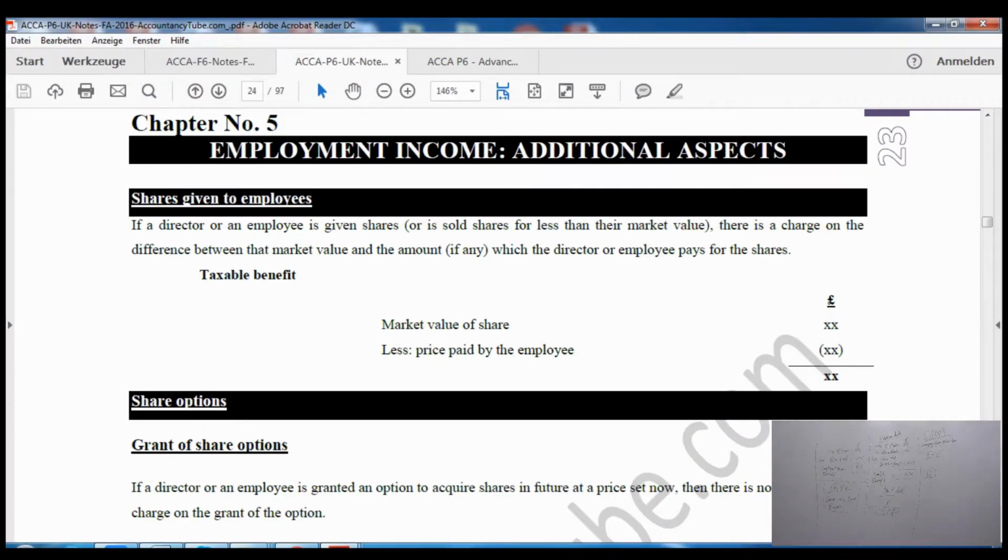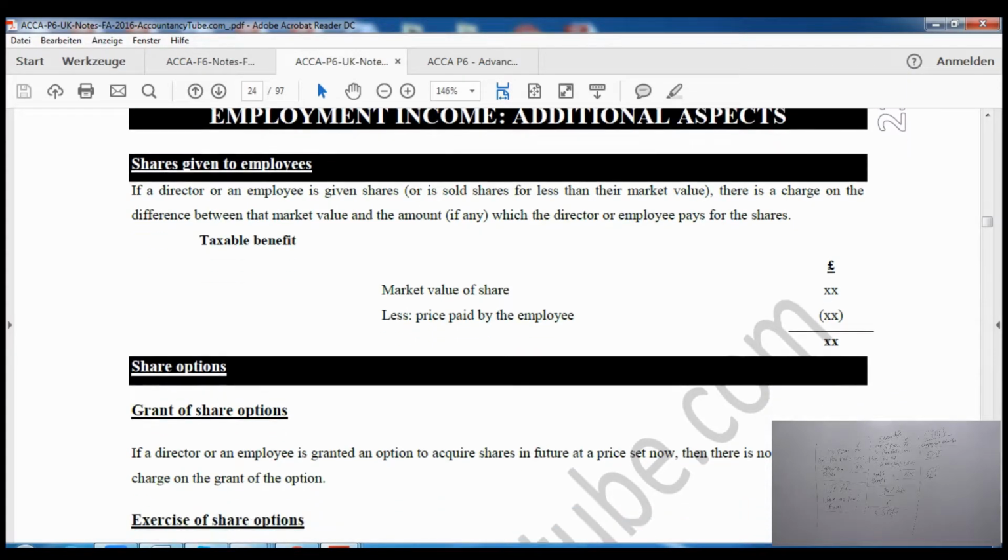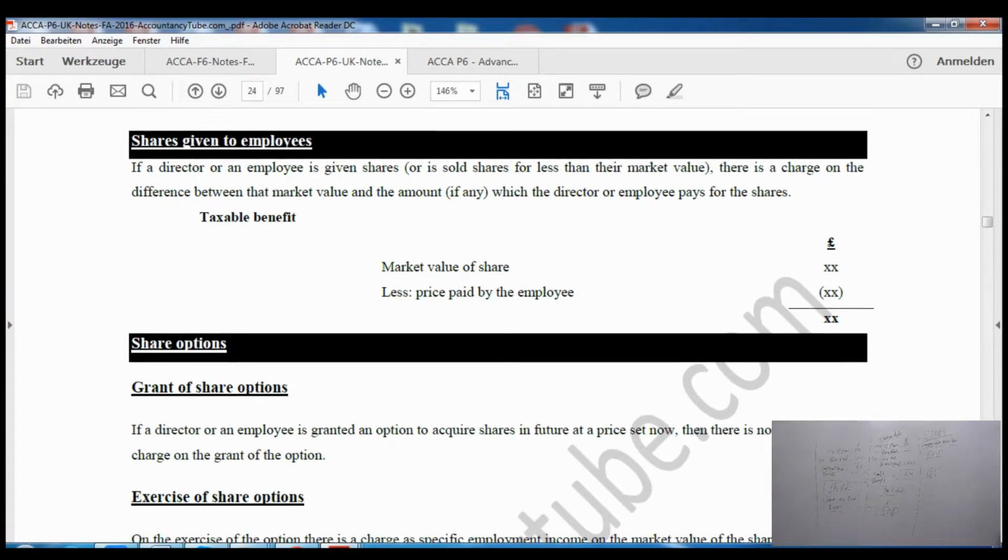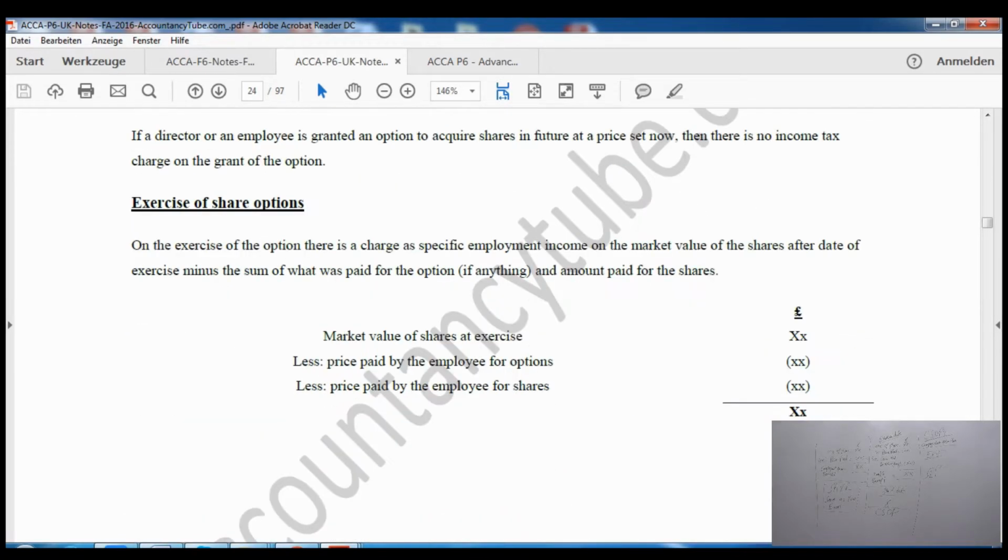As you can see on your screen now, that is chapter number 1, employment income additional benefits, additional aspects. The first thing which I told you, how to calculate the benefits when the shares are given, is as I showed you on the board. We'll take the market value of the shares, and whatever the employee has paid, we'll deduct that amount, and the net amount is going to be the benefit to the employee, and that will be our taxable benefit.